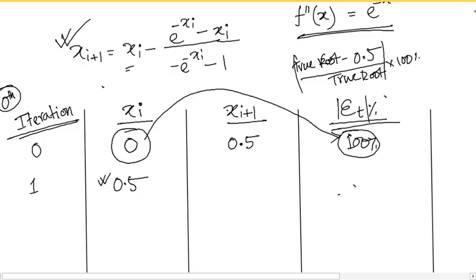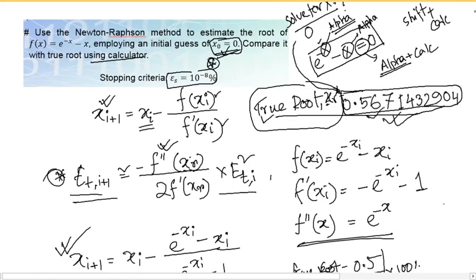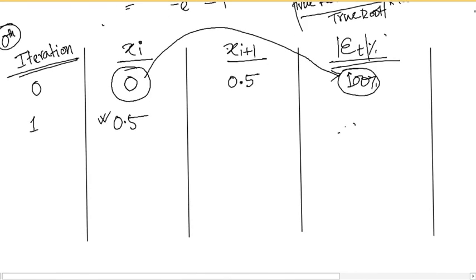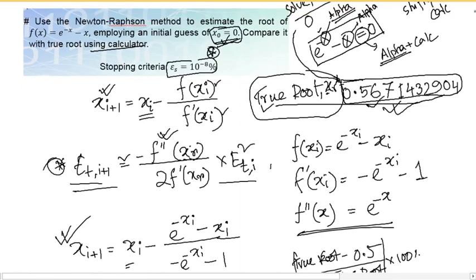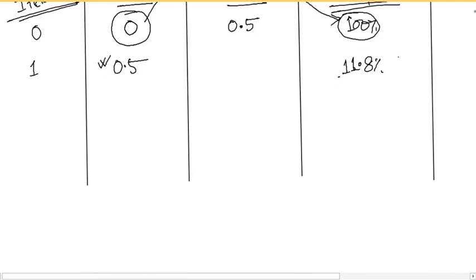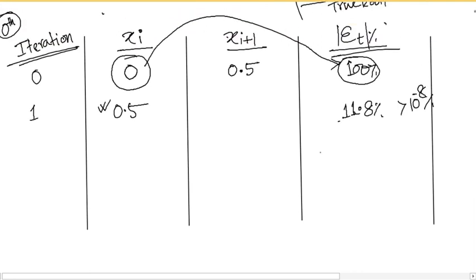So if you calculate, this is the true root. Using this one, the value we'll be obtaining is 11.8%, and this is not less than the stopping criterion, 10 to the power minus 8. So it is greater than 10 to the power minus 8%. So we need to go further.